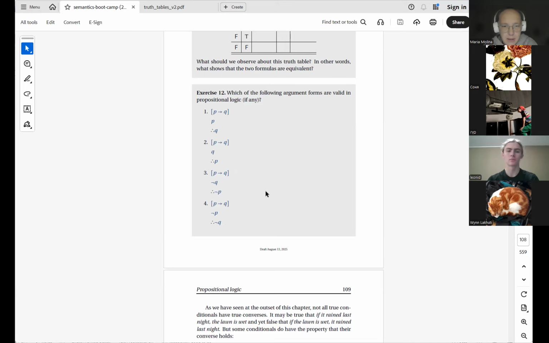And negation of P. If negation of P, then negation of Q might be true, might be false. Again, the fallacy of denying the antecedent. Number 2 was the fallacy of affirming the consequent. Sorry for my pronunciation.